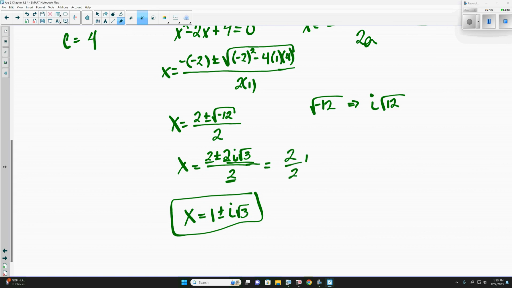We could split the fraction up, is really what we're doing. It is 2 over 2 plus or minus 2i square root of 3 over 2. Well, 2 divided by 2 is 1. The 2 in the 2i square root of 3 and the 2 on the bottom would reduce to 1, leaving us with this here.